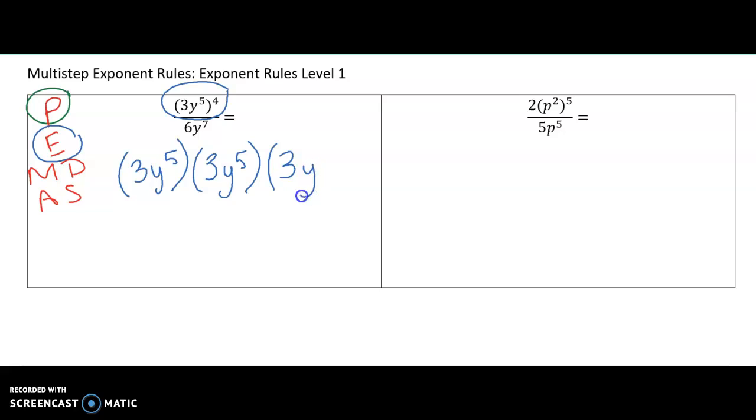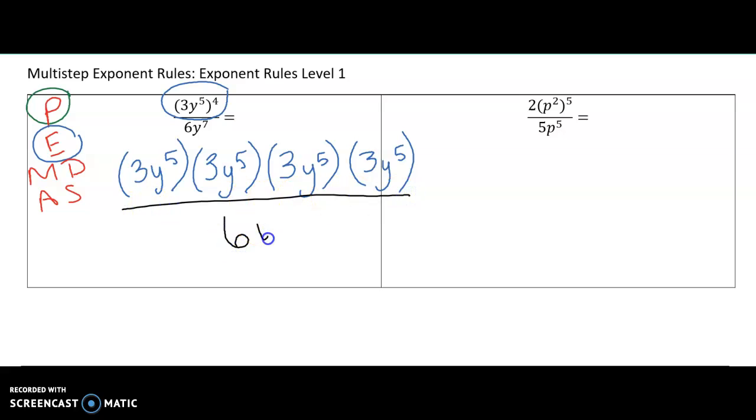Again, some of us may have seen a shortcut here, but I like to write it out to kind of visualize exactly what it's telling me. That is what is in the numerator, all divided by what's in the denominator, 6y to the 7th. So we have to simplify that.